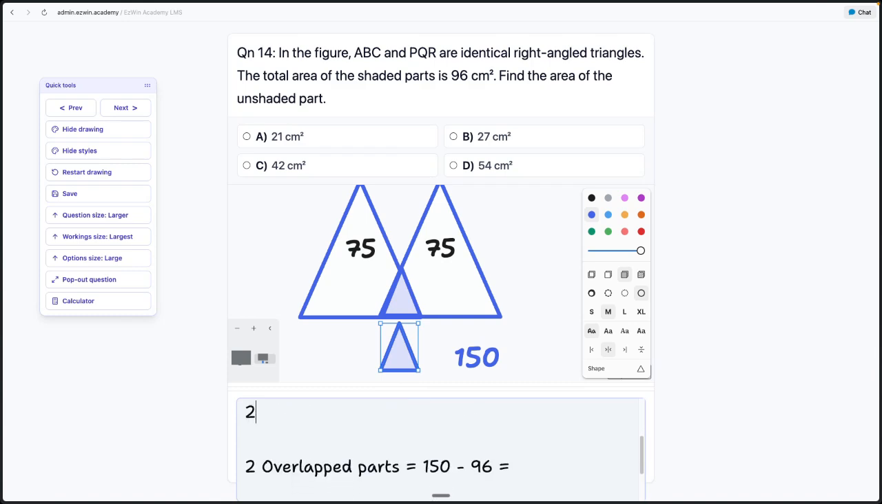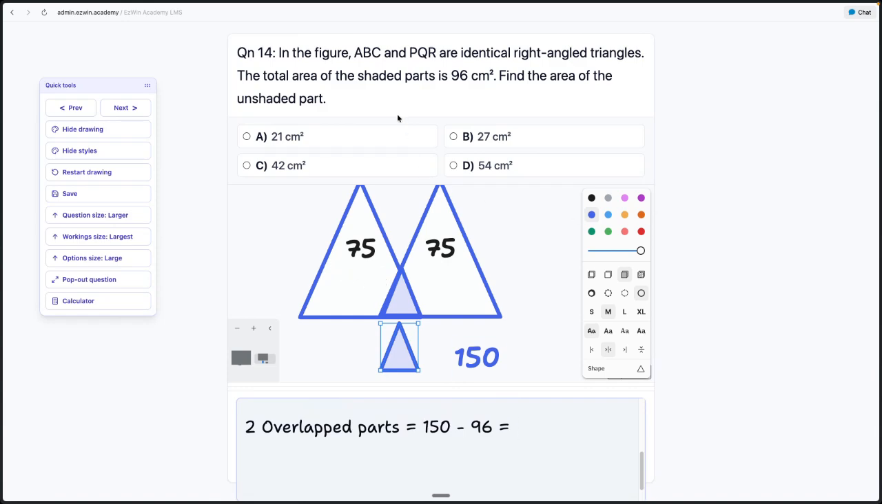Two triangle area is equal to 75 plus 75 or 75 times 2. Doesn't matter, it just gives us 150. So the two overlap parts will actually give 150 minus 96, the shaded parts. And this will give us 150 minus 96 is 54. Okay, 54 centimeter square, right? Yes. 54 or 42?